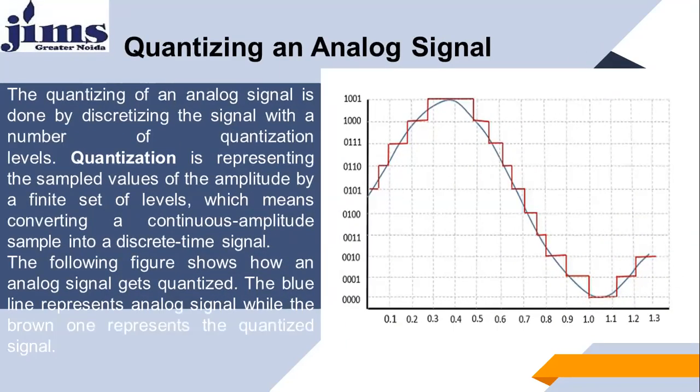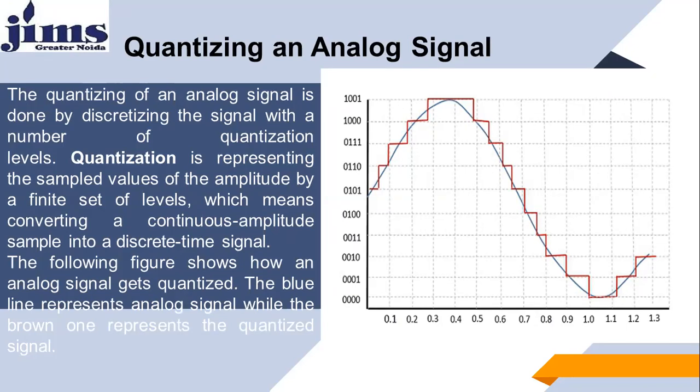Look at this particular picture. The quantizing of an analog signal is done by discretizing the signal with a number of quantization levels. Quantization is representing the sampled value of the amplitude by a finite set of levels, which means converting continuous amplitude samples into a discrete time signal. The following figure shows how an analog signal gets quantized. The blue line represents the analog signal, while the brown one represents the quantized signal.